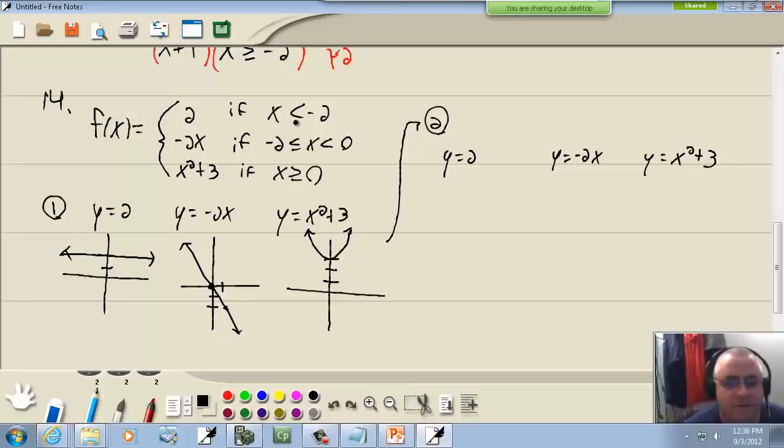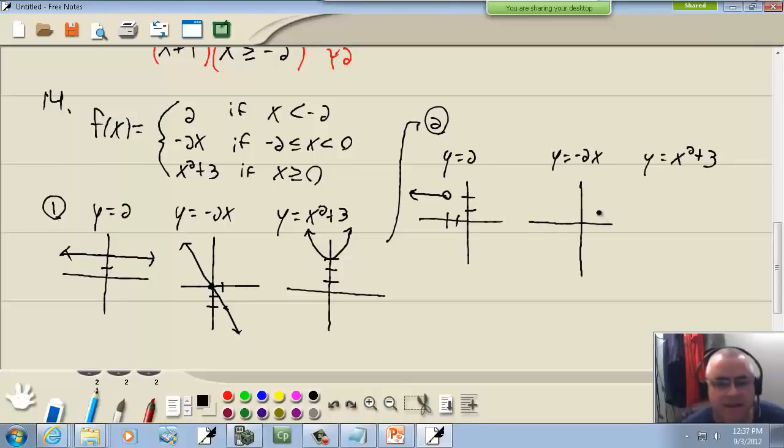Okay, so y is equal to 2. It looks like that when x is less than negative 2. So I come over here. Here's negative 2. It'll look like that when it's less than negative 2. Now it's less than, which means this is an open dot. Okay, so it looks like this between negative 2 and 0.